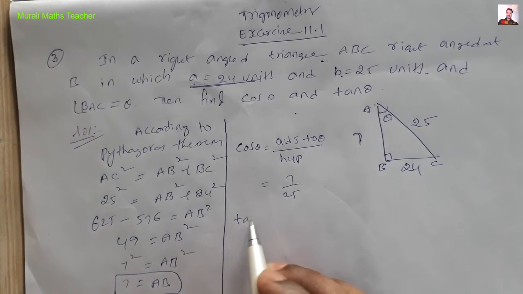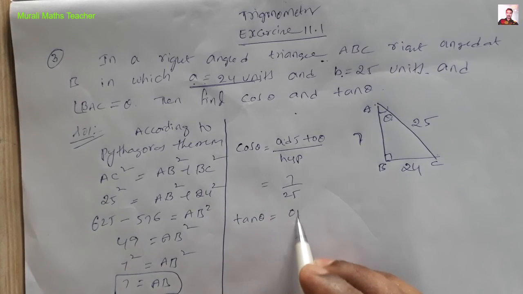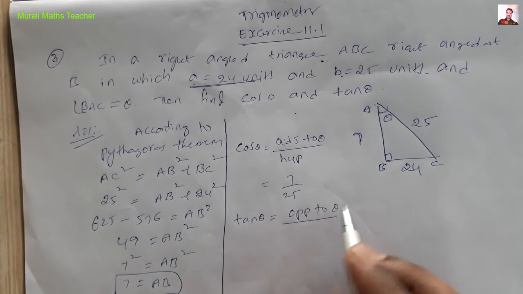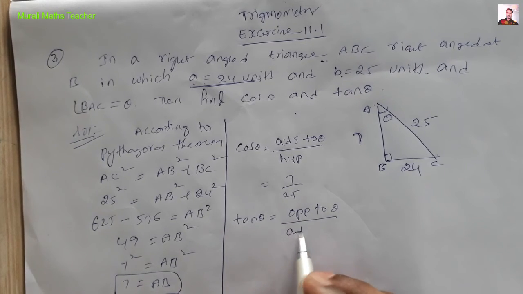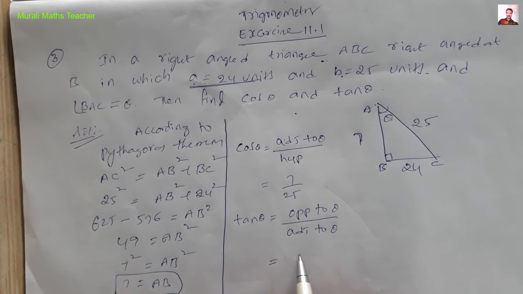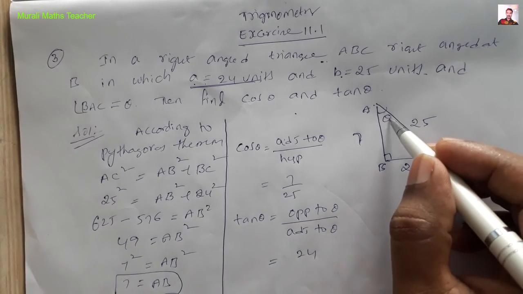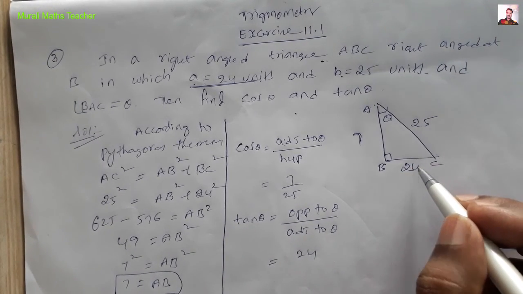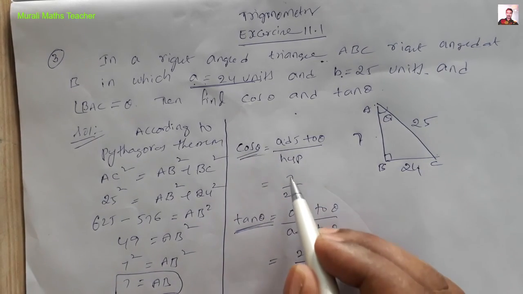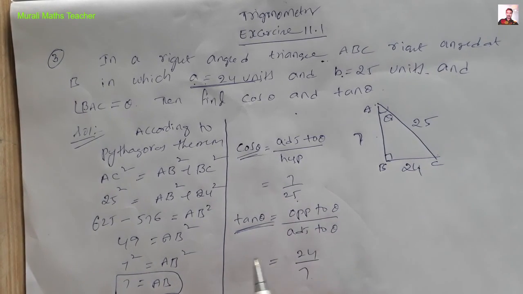In the same way, tan. What is the tan formula? Opposite side to theta by adjacent side to theta. Opposite side is 24, adjacent side is 7. So 24 by 7 is the answer for tan theta. Tan theta is 24 by 7, cos theta is 7 by 25. These are the answers. Thank you.